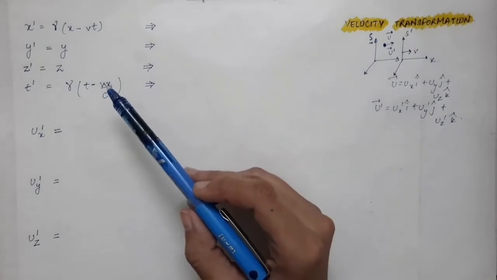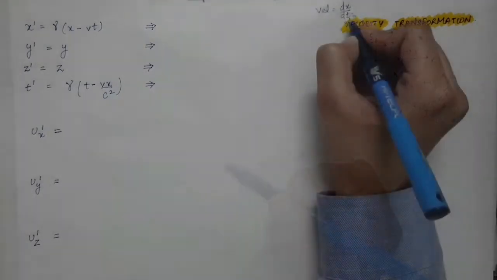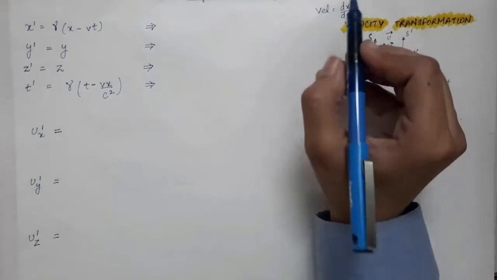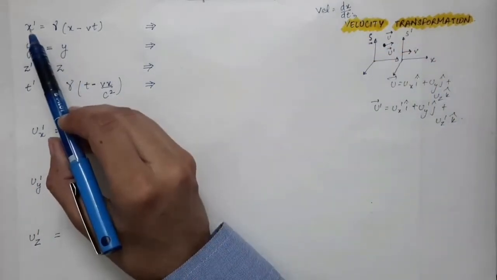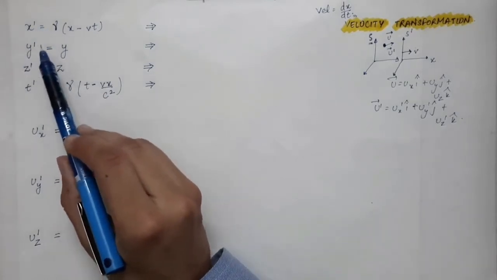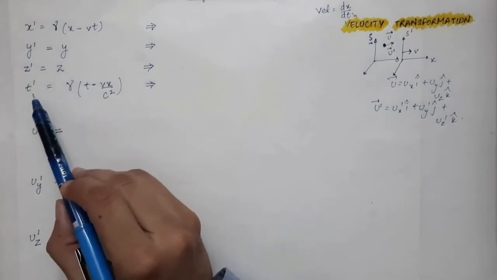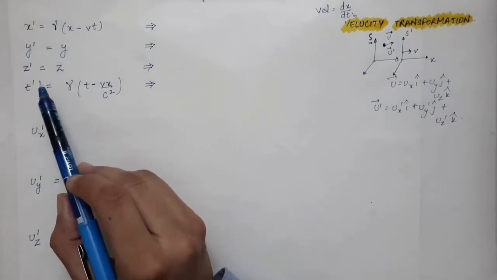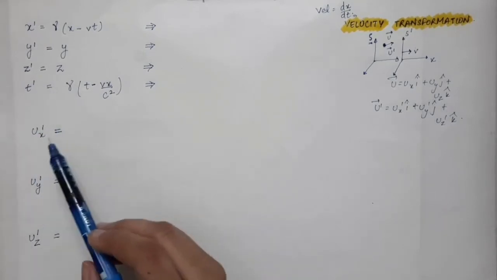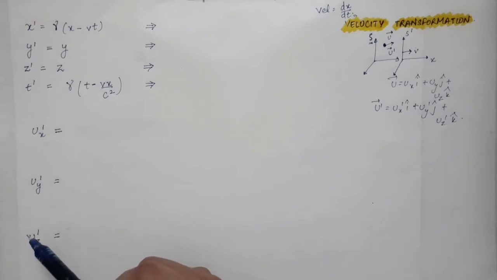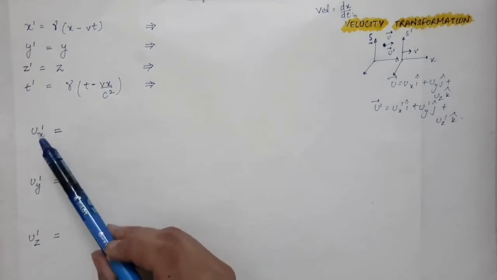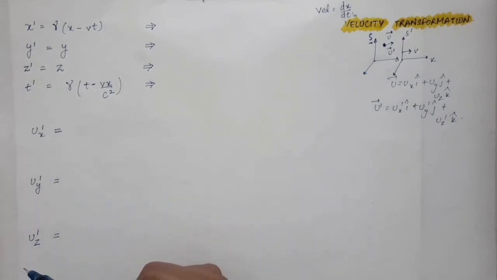Now from here we want to find velocity, and the general equation of velocity is dx by dt. So from here, first of all, we are going to find dx prime, then we will find dy prime, then dz prime, and at last we will find dt prime, because we want to find ux prime, uy prime, uz prime in terms of ux, uy, uz. We want to find the relation of ux prime, uy prime, uz prime in terms of ux, uy and uz.